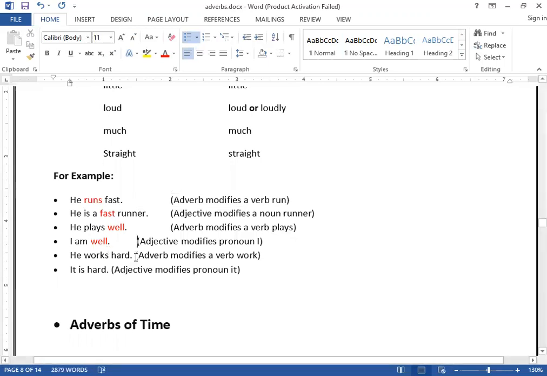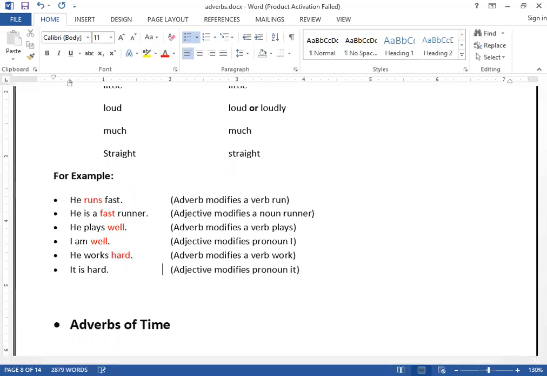Look here. For example, if I say he works hard, how does he work? Hard modifies works, so it is an adverb. But if I say it is hard, what is hard? It, a pronoun, so hard is an adjective. So these were adverbs of manner. Clear? We studied all the things. If you didn't get it, later on you can even watch this video on YouTube. Thank you.